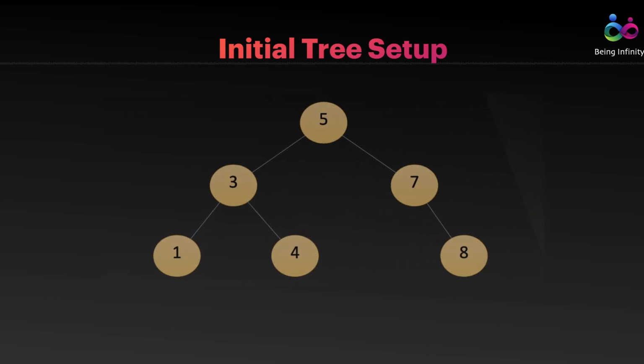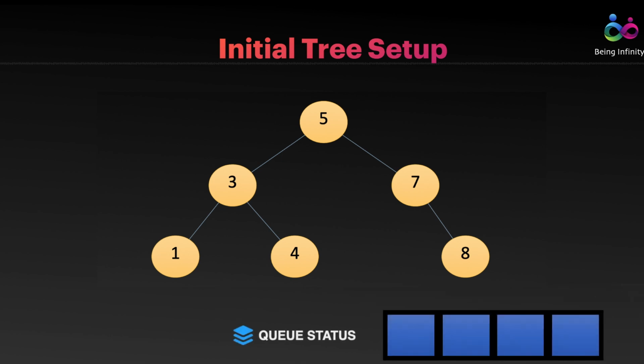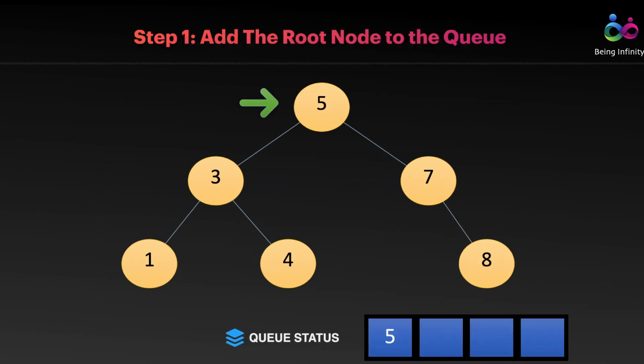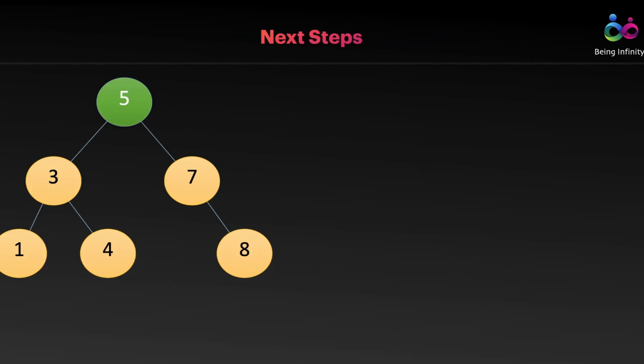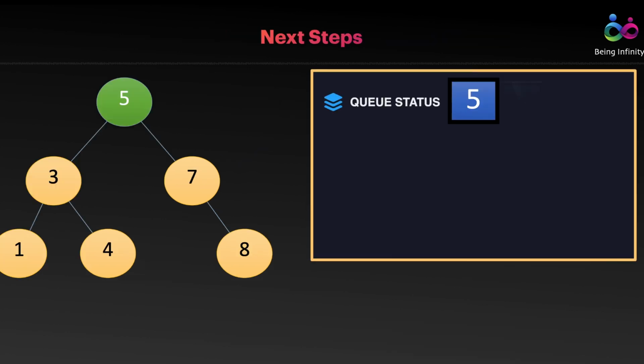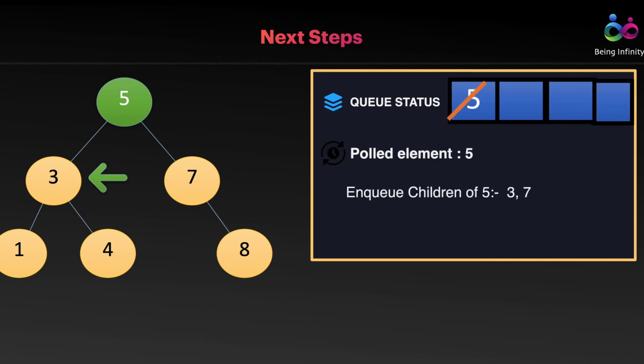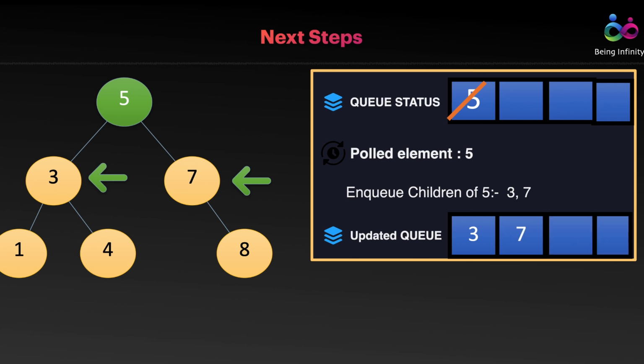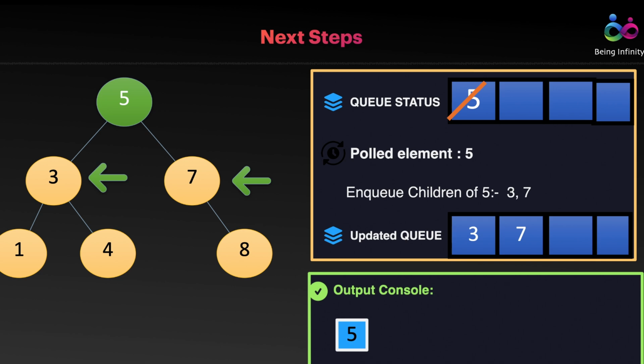Let us understand this with an example. Let us consider the initial tree and a queue that is empty. We add the root node to the queue and traverse over the queue until the queue becomes empty. The first element, which is 5, is popped out of the queue and its children 3 and 7 are enqueued into the queue. We either print the polled element or store it in an array as per the requirements of the question.